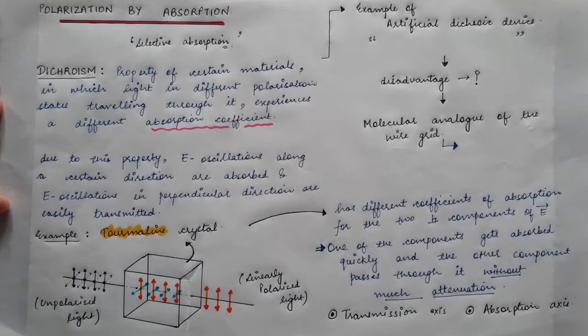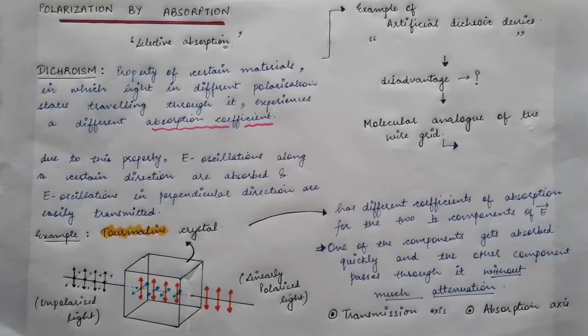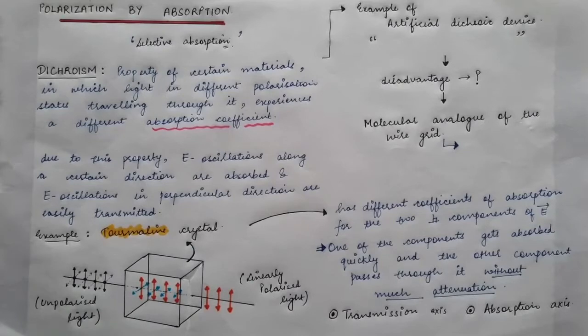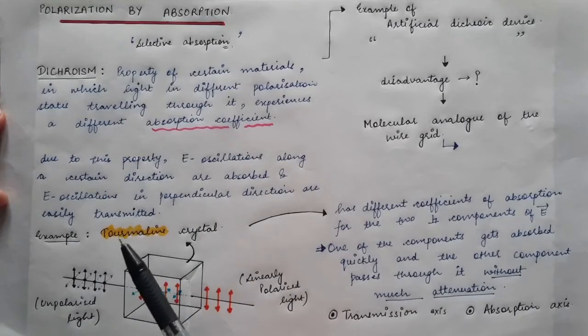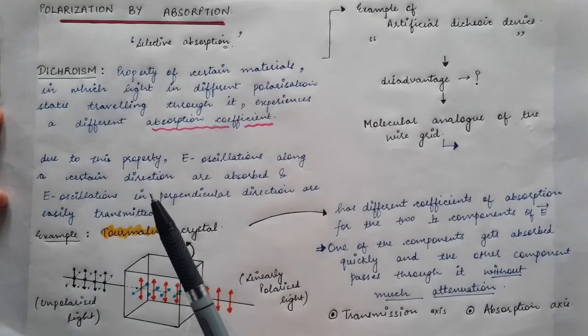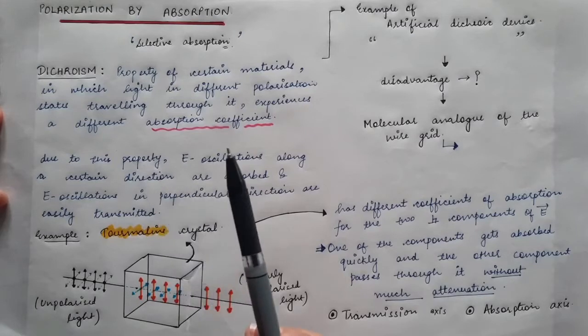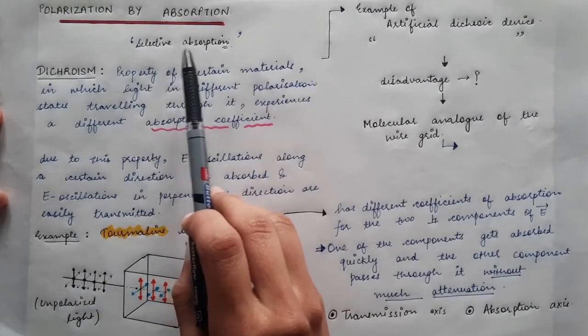We know that an EM wave consists of an electric field as well as a magnetic field, but when we talk about polarization, we always talk about only the electric field. The electric field at any point in space and at any instant of time can be divided into two orthogonal components. In polarization by absorption, we absorb one of the two orthogonal components, and that is called selective absorption.